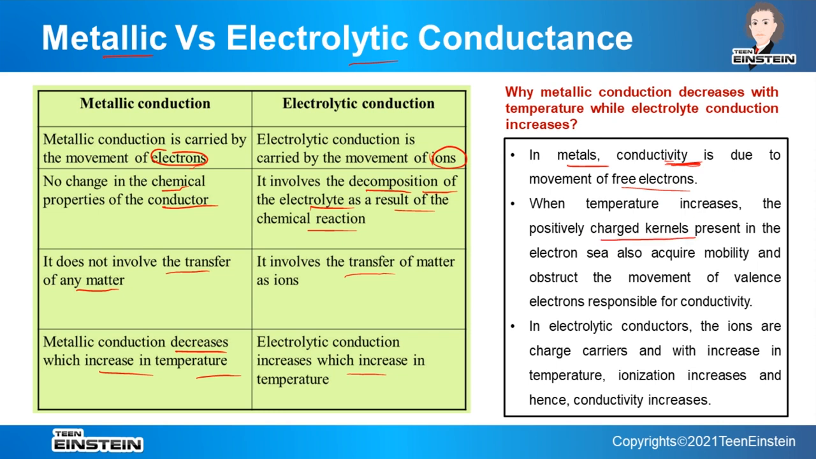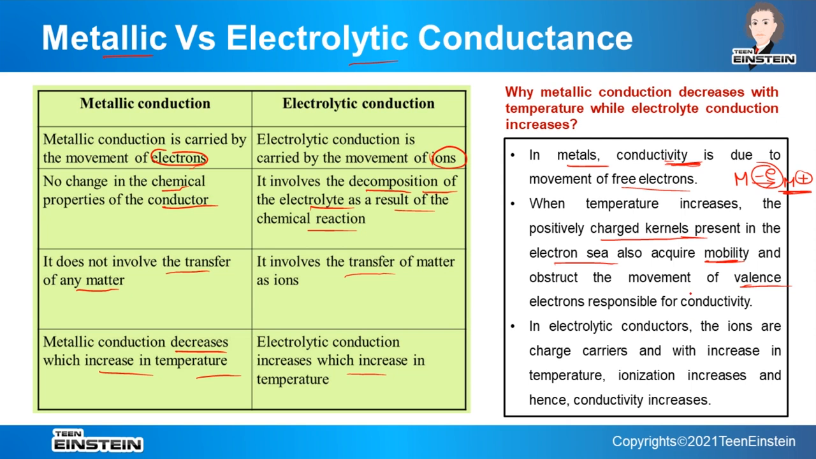Suppose the metal atom is M. When an electron is removed, it is now M plus. So this M plus is actually the positively charged kernel, okay. That is also present in the sea of electrons, and it can acquire mobility. As these positive kernels acquire mobility, they will obstruct the movement of the valence electrons, that is, the free electron movement. Now it will be disturbed by the movement of the positive kernels.